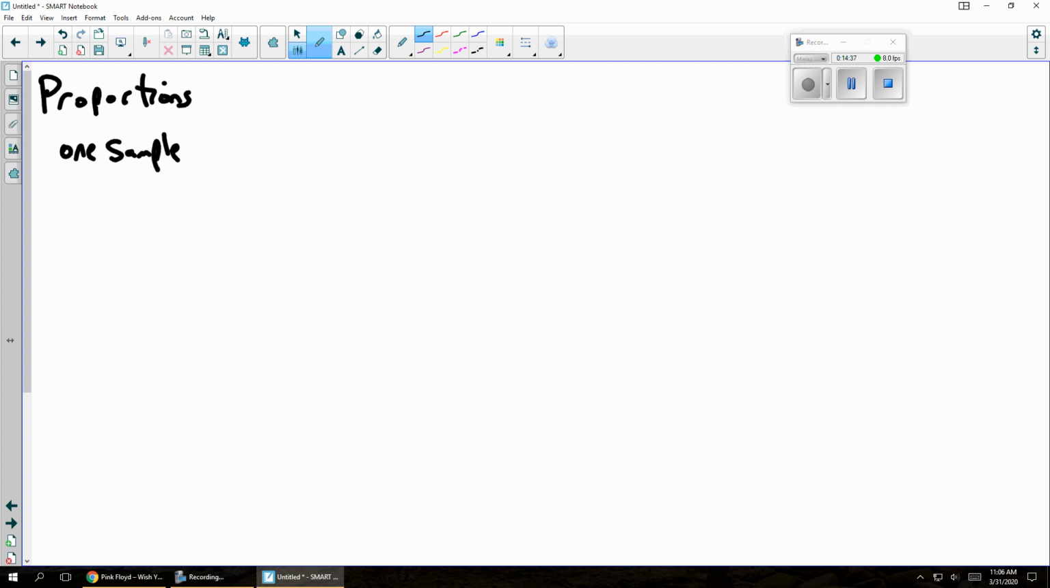So, one proportion problem, similar things to what we said before. I need to have the sample be a random one. I need to have a normal distribution, which gives me at least 10 successes and failures. This is actually called our large counts condition.